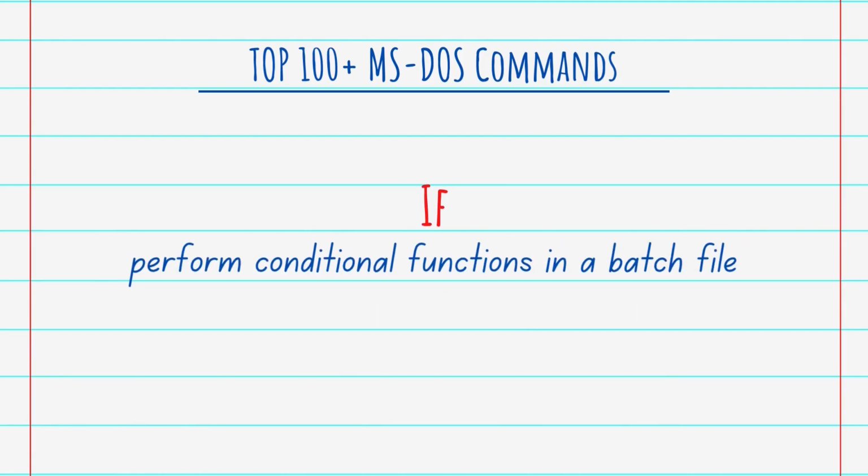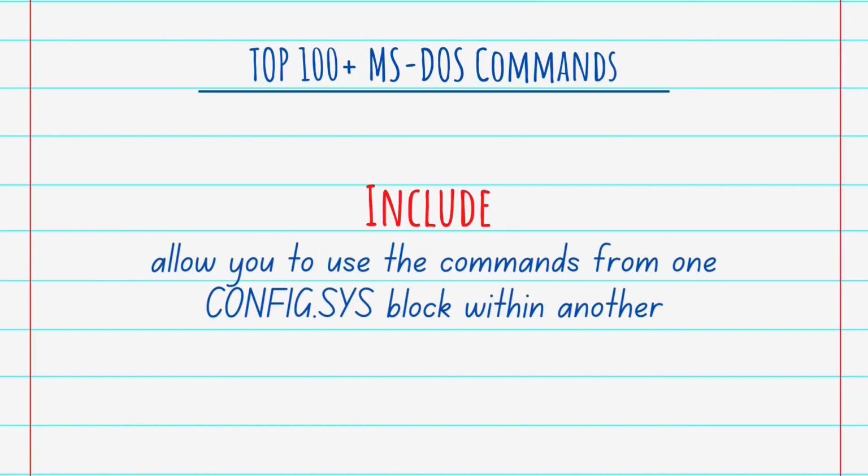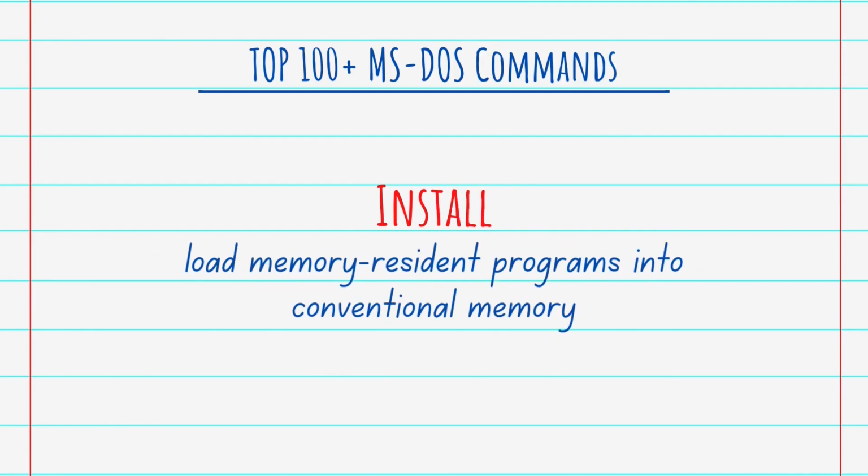Then the if command. This command is used to perform conditional functions in a batch file. Include command. The include command is used in the config.sys file to allow you to use the commands from one config.sys block within another. Then next is the install. The install command is used in the config.sys file to load a memory resident program into conventional memory.